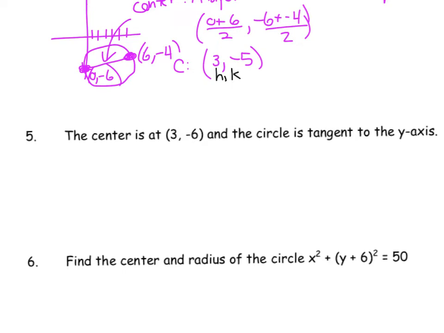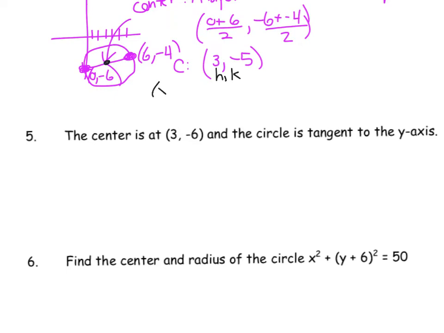So if that's my center, HK, this now becomes a problem like number 3 above, where I have the center and I have a point on the circle. In this case, I have 2 points on the circle, and I will use that to write the equation of the circle. So I pick either of the 2 points.